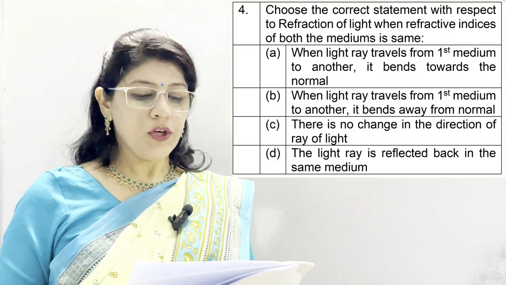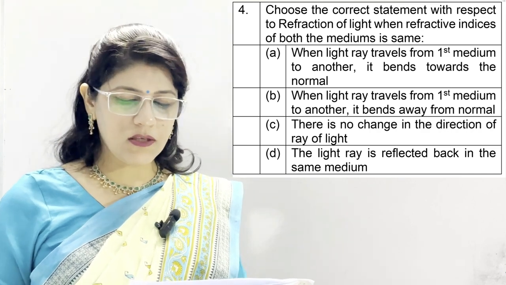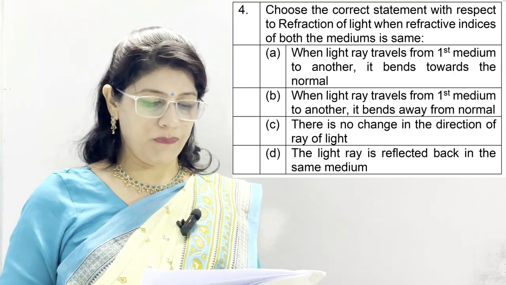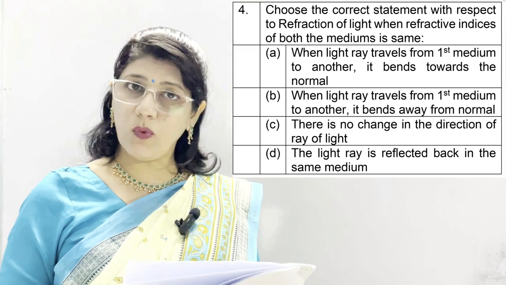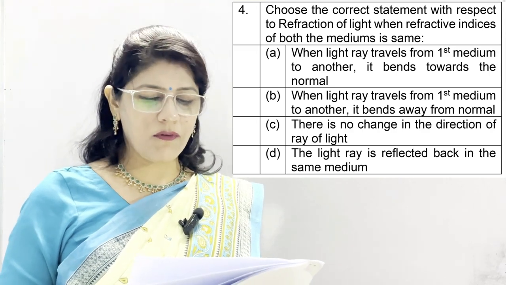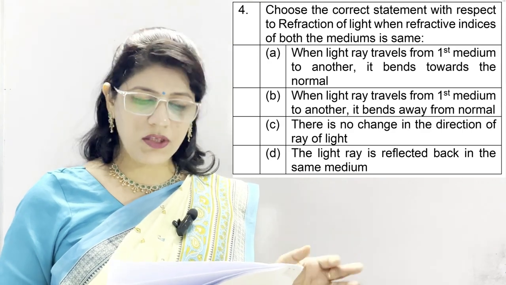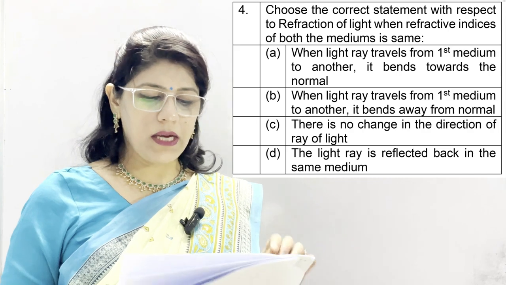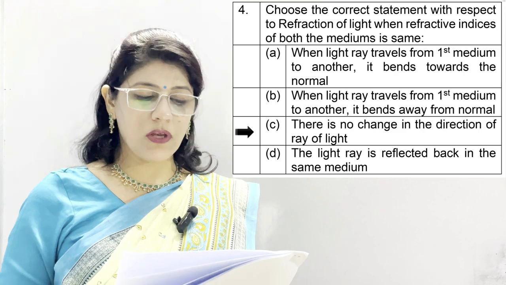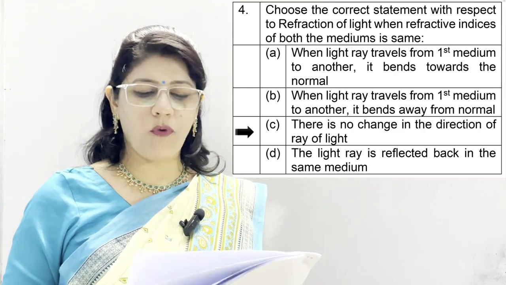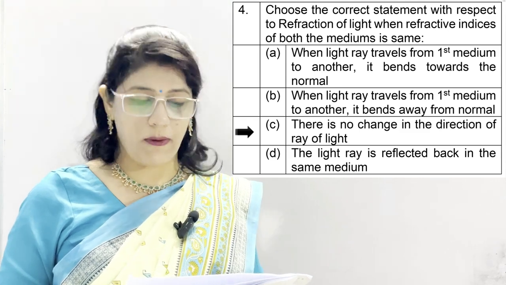In question number 4, choose the correct statement with respect to refraction of light when refractive indices of both the mediums are the same. Option A, when light ray travels from first medium to another, it bends towards the normal. B, when light ray travels from first medium to another, it bends away from the normal. C, there is no change in the direction of ray of light. And D, light ray is reflected back in the same medium. Option C is correct, which is there is no change in the direction of ray of light, because we know the refractive indices of both the mediums are the same.